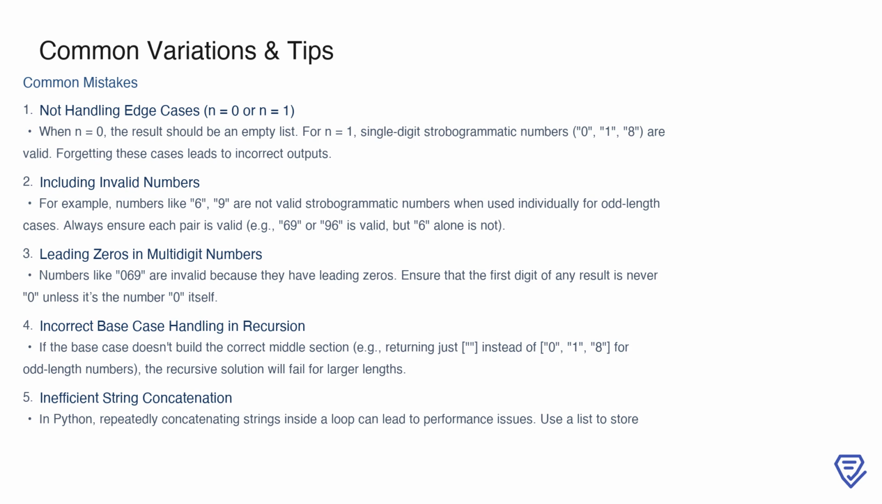Numbers such as 069 are invalid because they start with a 0, which is only acceptable when the number itself is 0. Base cases in recursion also need to be handled carefully. For instance, if we don't return the correct middle values like 0, 1, 8 for odd-length numbers, the recursion will fail for larger inputs. Lastly, inefficient string concatenation can slow things down significantly. Instead of concatenating strings repeatedly in a loop, use a list to collect results and join them later for better performance.